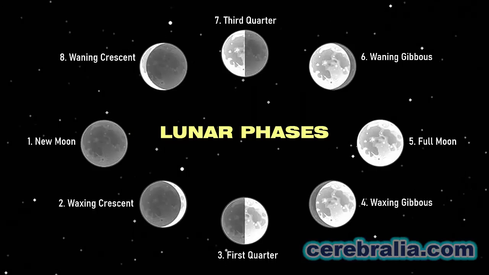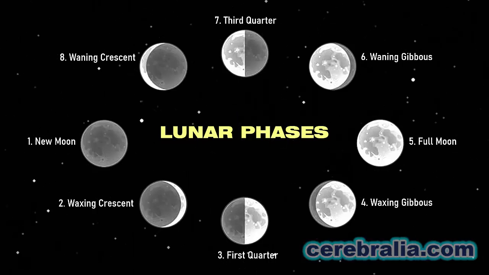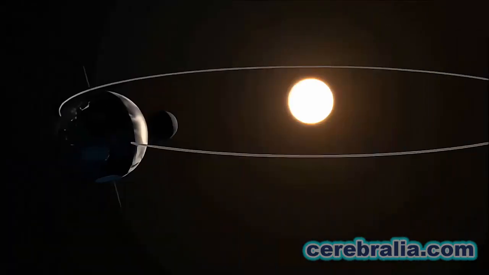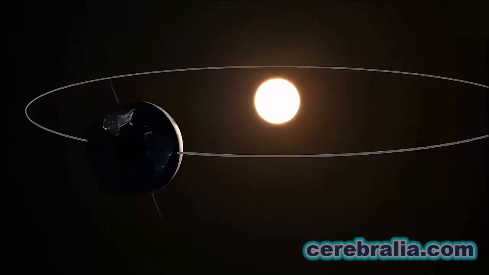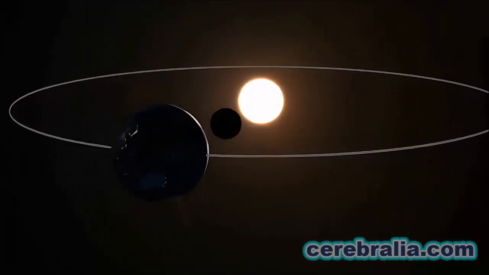This cycle of phases repeats every 29.5 days, which is the average time it takes the moon to travel once around the Earth and come back to the same position with respect to the sun.